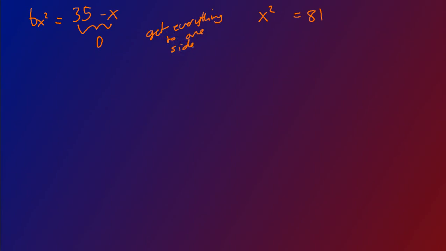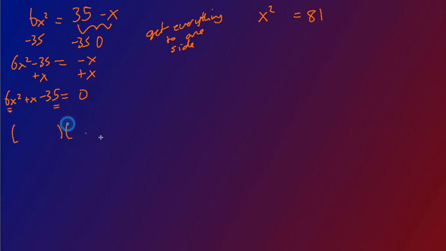So in order to do that, I'm going to have to subtract 35. So I get 6x squared minus 35 equals, now bring down that negative x, and then I'll add the x, and I get 6x squared plus x minus 35. Okay, so factoring this one will be trickier, because now I need a 6 in the front and a 35 at the back. So I have a few cases right here.